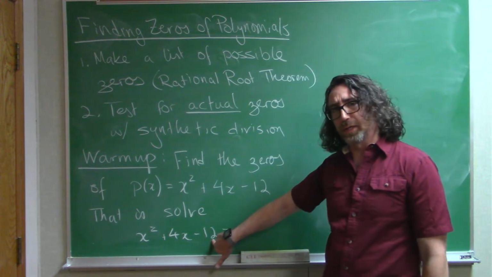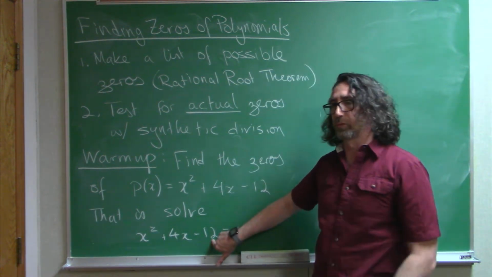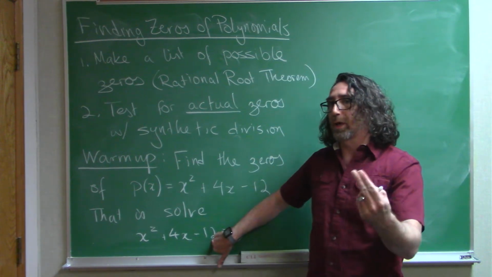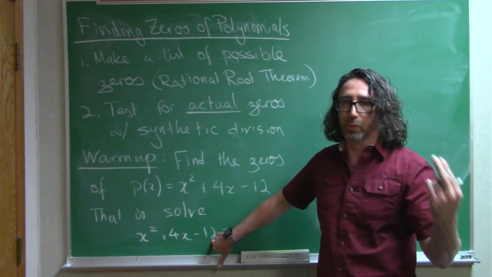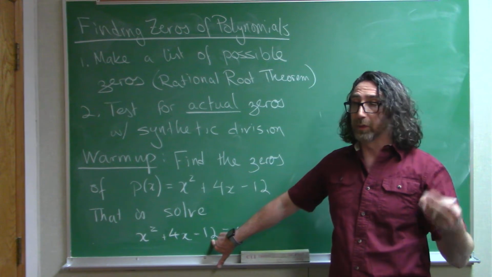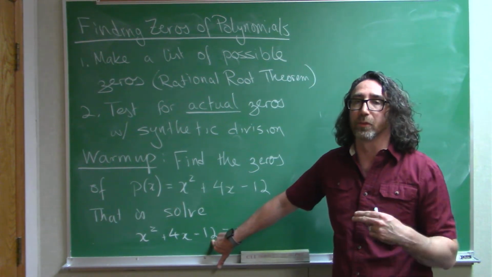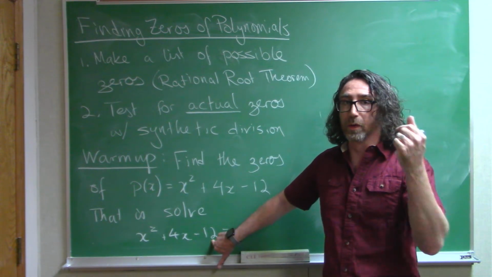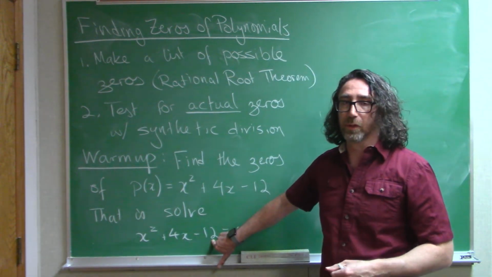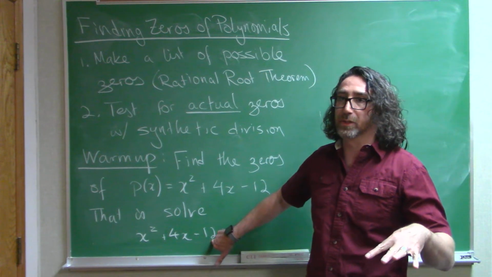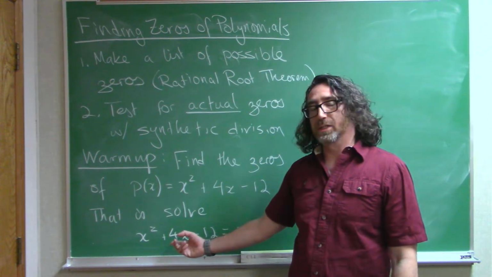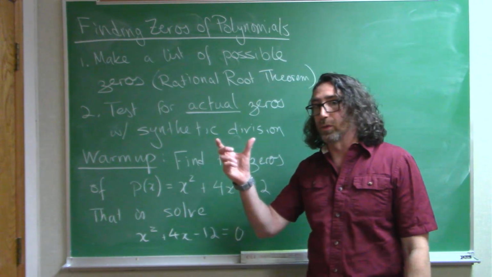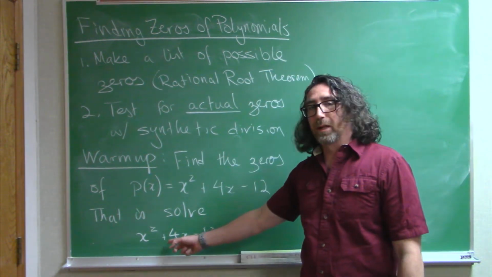I start by zeroing in on the 12. I'm thinking I need two numbers that multiply together to give me negative 12. There's quite a list of numbers that do that, but the numbers I'm thinking about are 1, 2, 3, 4, 6, 12. Those are all possibilities. Now, how do I narrow it down? Well, I need a pair of those that add up to 4.